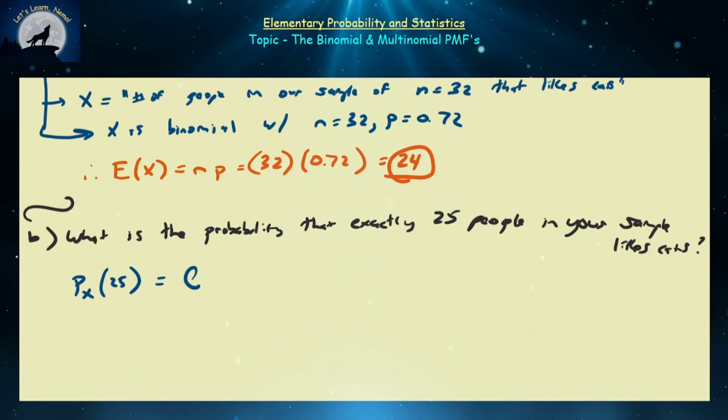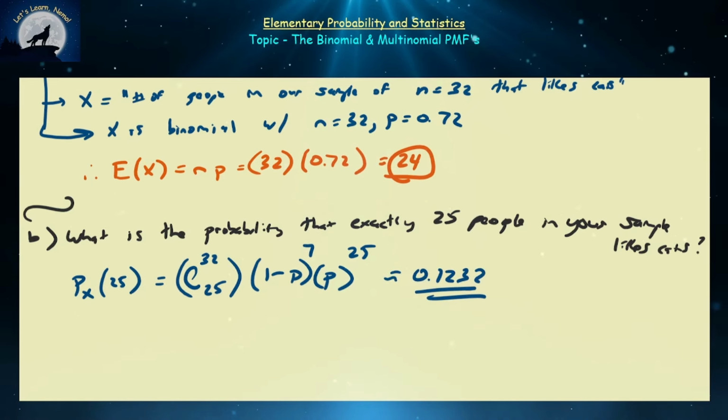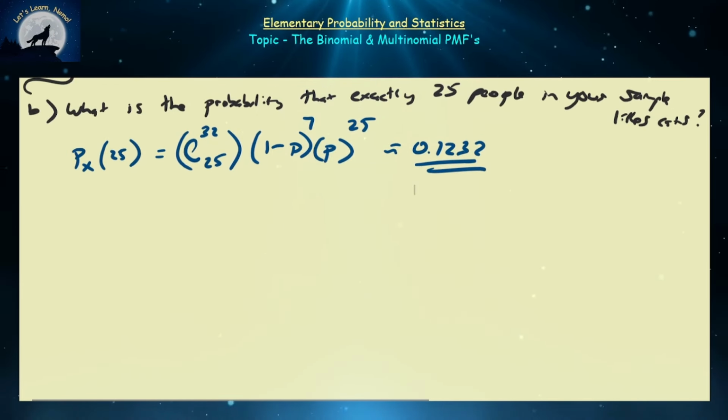So we have a sample of 32, and we want 25 successes, and we don't care about the order of them. Obviously, we're going to have some failures and some successes. We want 25 successes, and we have 32 trials, which means we want 32 minus 25, or 7 failures in that sequence. Once you work out that number, you're going to get 0.1232, or approximately a 12% chance that exactly 25 people in your sample like cats.